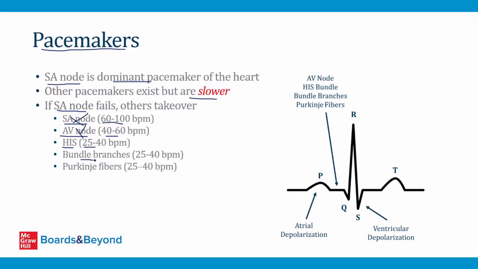And then finally, the bundle branches and the Purkinje fibers can also pace the heart, but at a much slower rate. So in disease states where the SA node fails or the AV node fails, luckily, that doesn't mean our hearts stop and we die. These other slower pacemakers will take over to keep the heart functioning. They just can't do as good a job as the SA node normally does.